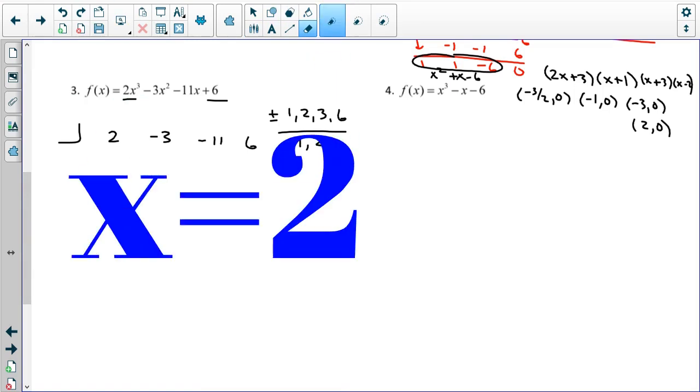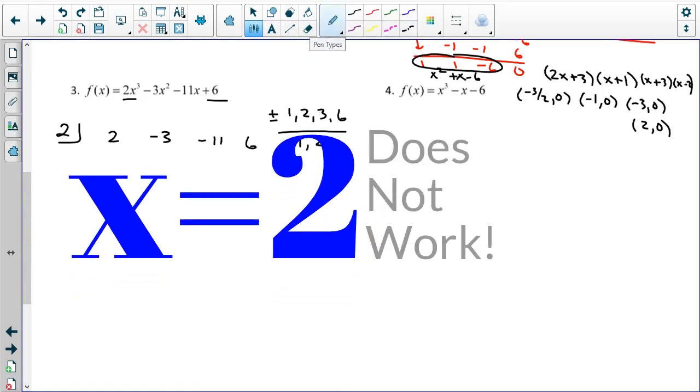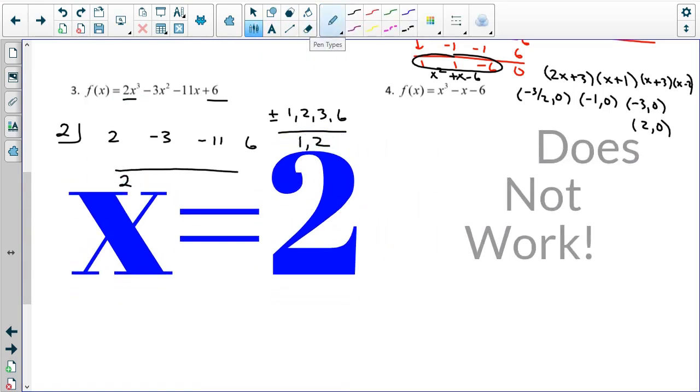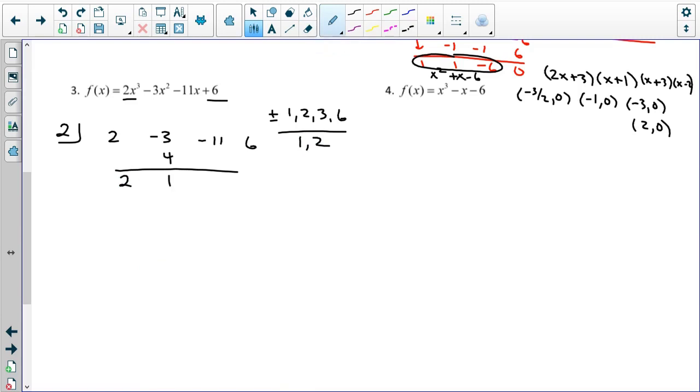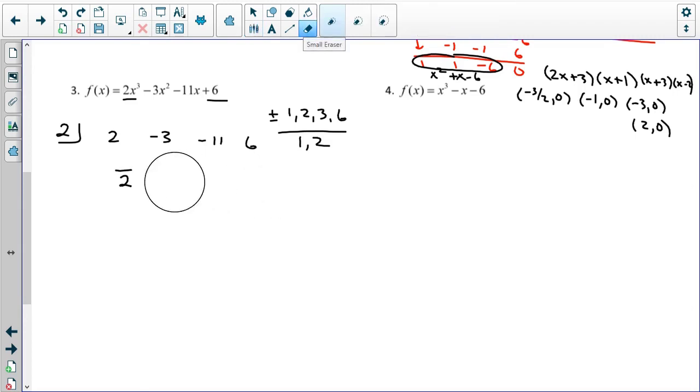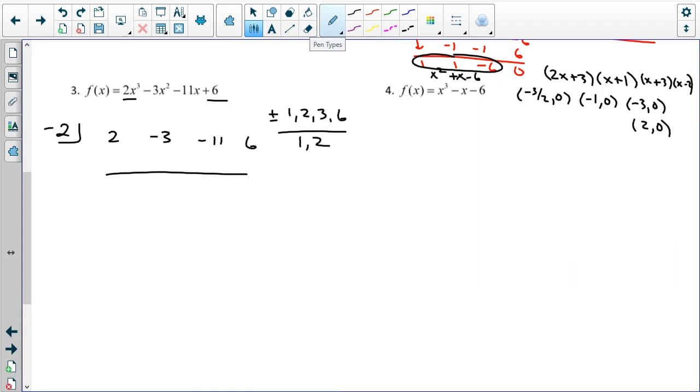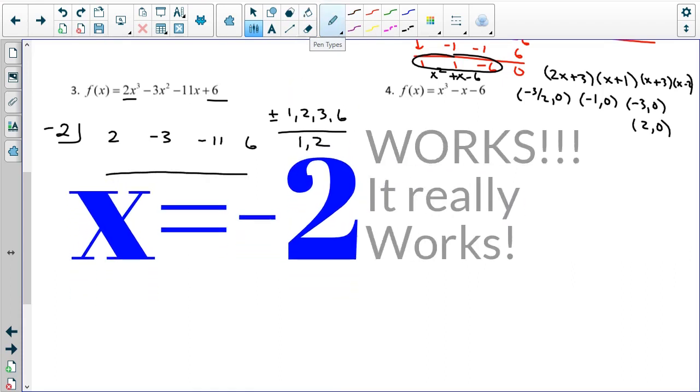So let's try 2. Pull down the 2. 2 times 2 is 4. Add that and I get 1. 2 times 1 is 2. Add that and I get negative 9. Negative 8. No, that's not going to work either. So sometimes this takes a little while, but I'm just going to go from easiest to hardest. It's easiest to multiply by 1 and 2. So that's what I'm going to try.